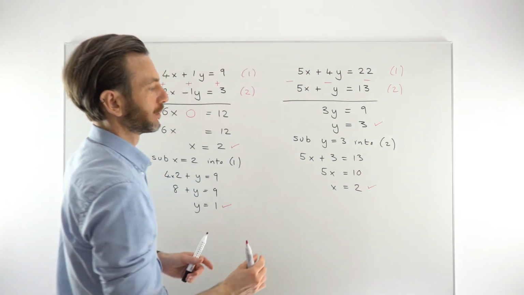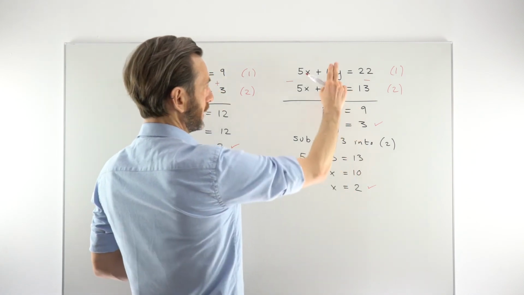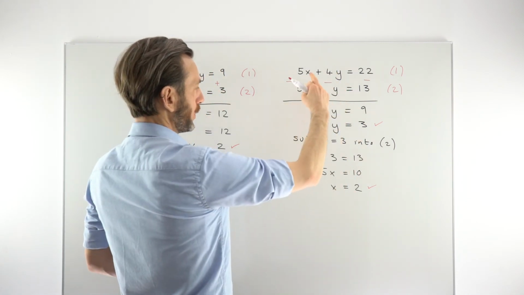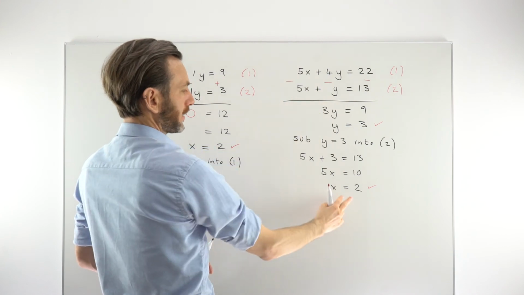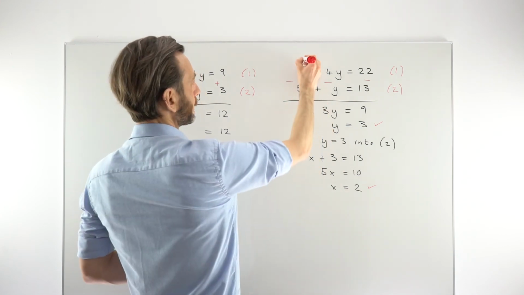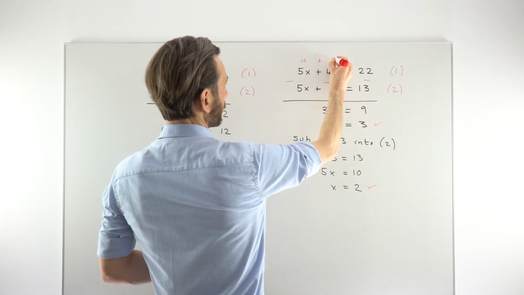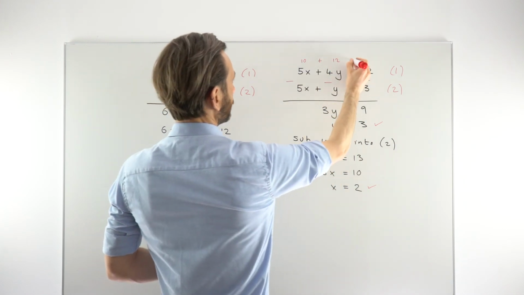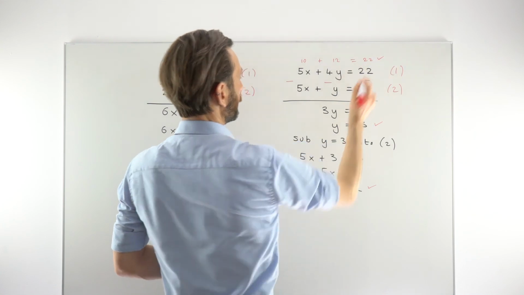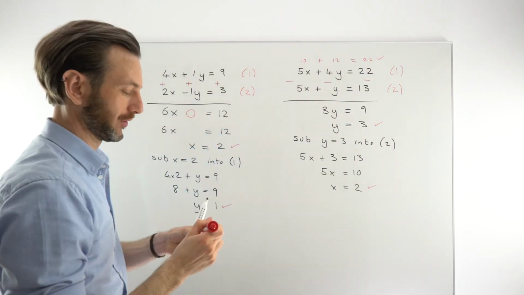So we could take those numbers and just check that they work in the other equation. So taking equation 1, 5 times x, that's 5 times 2 is 10. 4 times y, that's 4 times 3 is 12, so plus 12. 10 plus 12 does equal 22. So we've kind of validated that the solutions are correct.